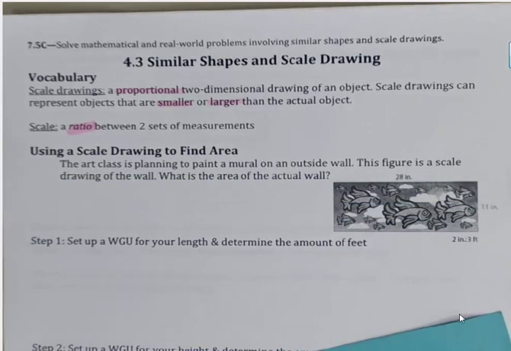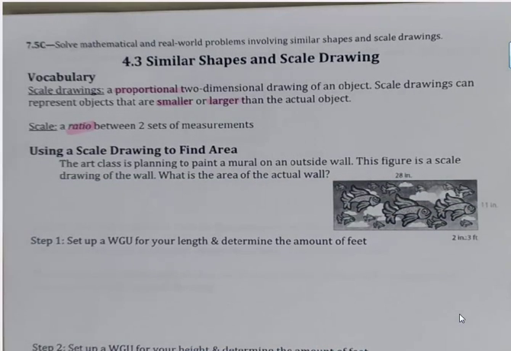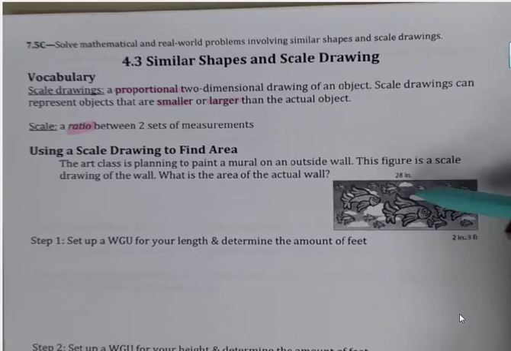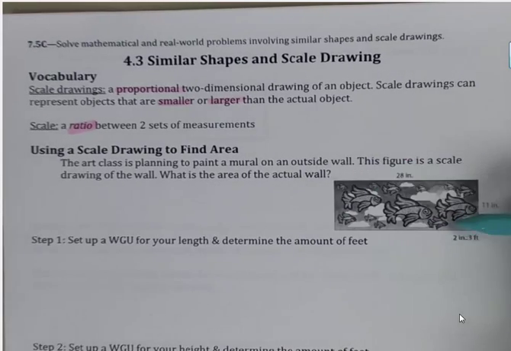Alright, so here's our example and our steps on how to do the example. The example says the art class is planning to paint a mural on the outside wall. The figure is a scale drawing of the wall. What's the area of the actual wall? Well, right now I know that this is my example that they're talking about. This is the picture that they want to go on the wall.